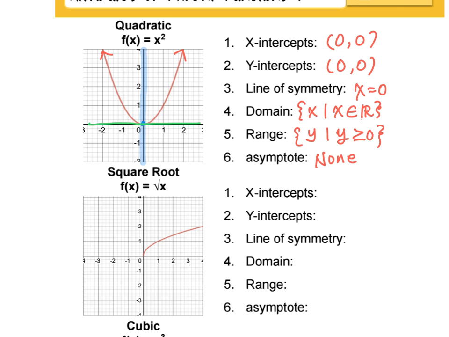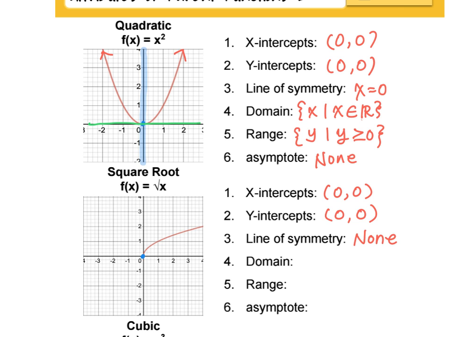Next, square root function, f of x equals square root of x. The intercepts, as you see, both are the origin, so 0, 0. And do you see any symmetry going on in that graph? No, right? So there is no line of symmetry.